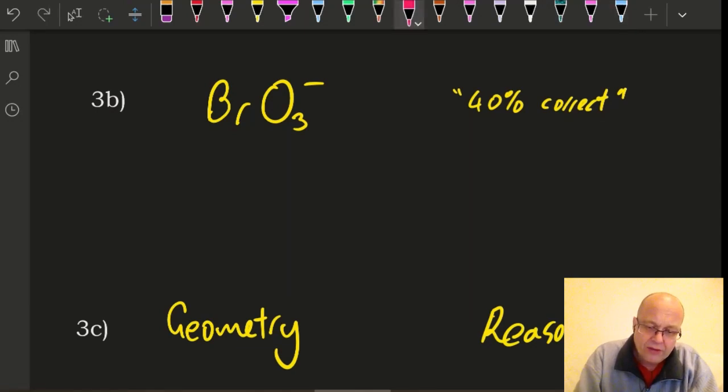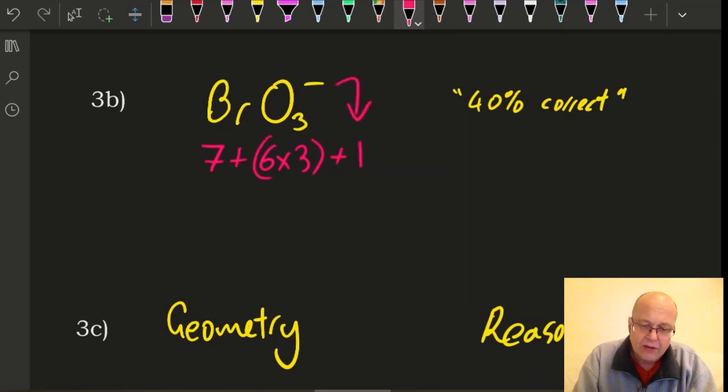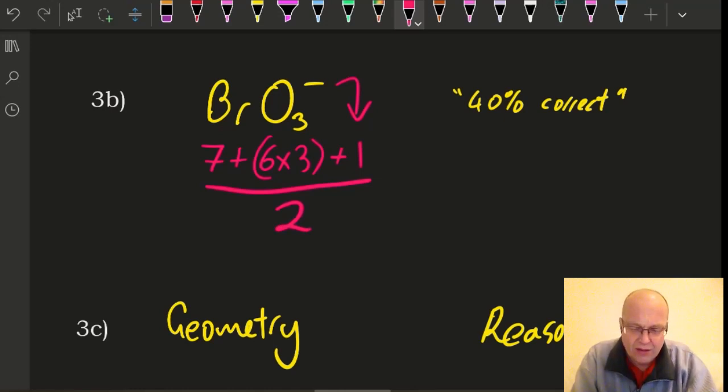So bromine is in group 17, 7 valence electrons, and oxygen is in group 16, it has 6 valence electrons. And there's 3 of them, plus a cheeky bonus electron there. So I need to know how many valence electron pairs there are. If pairs, you've got to divide it by 2. So 18 plus 8, that's 26, that's 13. So I've got 13 electron pairs to distribute.